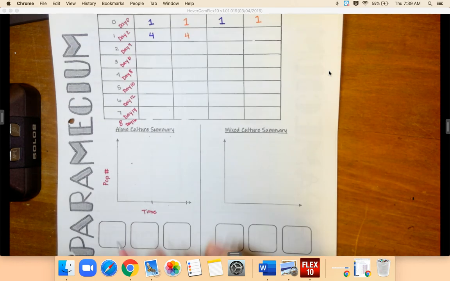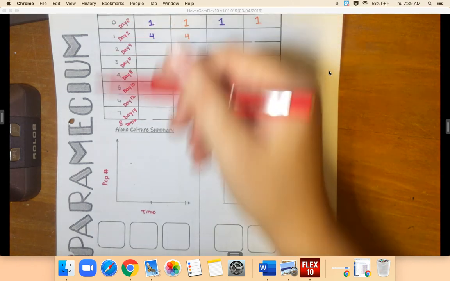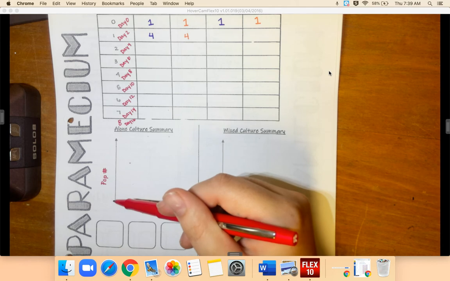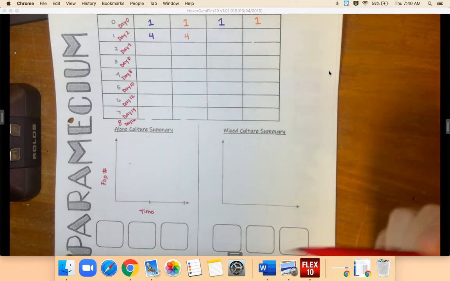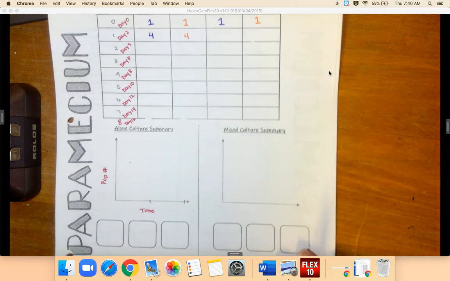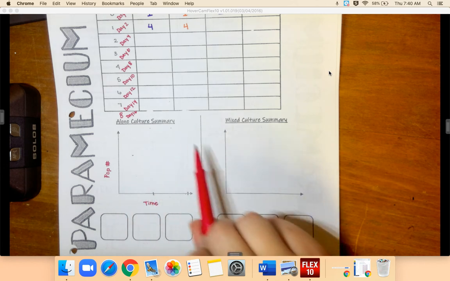Now remember that our time is 0 to 8, not 0 to 16. So you could put 0 to 8, or you could put 0, 4, and 8, or 0, 8, and 16, which is how I'm going to set mine up. But you can do it however, and you should have a pretty nice curvy line.